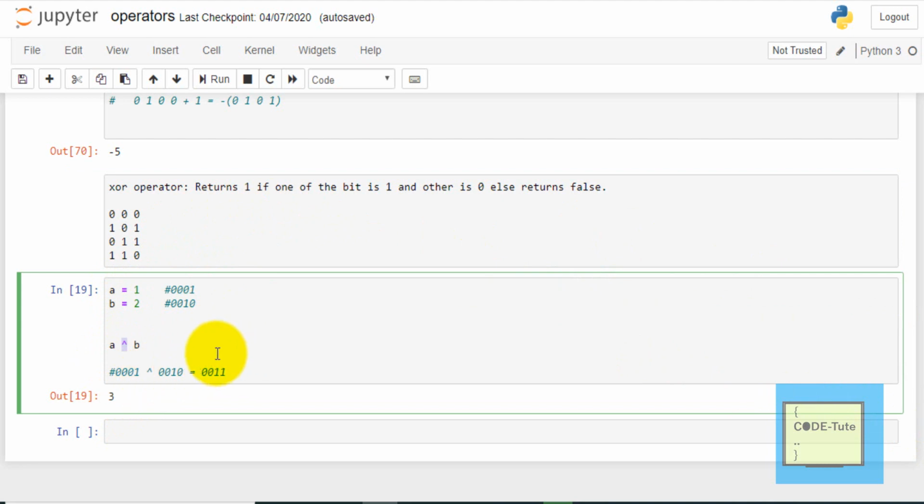Because you have to follow the rule here again: A is 1, so it's 0 0 0 1, B is 2, so it's 0 0 1 0. Now let's apply this rule. 1 and 0 gives 1, 0 and 1 gives 1, 0 and 0 gives 0, 0 and 0 gives 0. So 0 0 1 1 is the value 3, so the 3 is written here. So you don't need to memorize these rules by heart, but you should have some basic idea about the truth table to use these operators in your code.